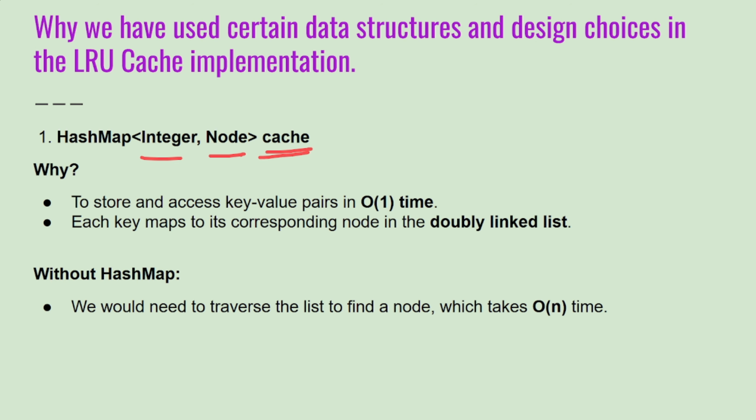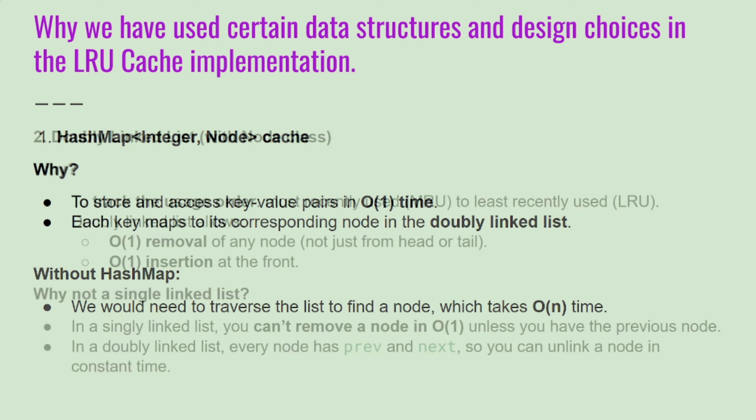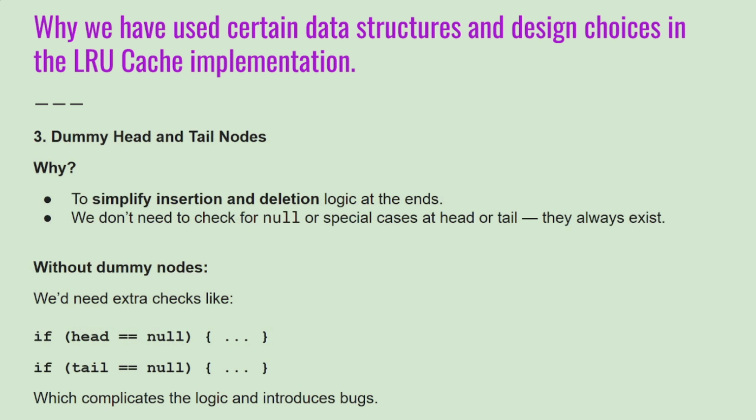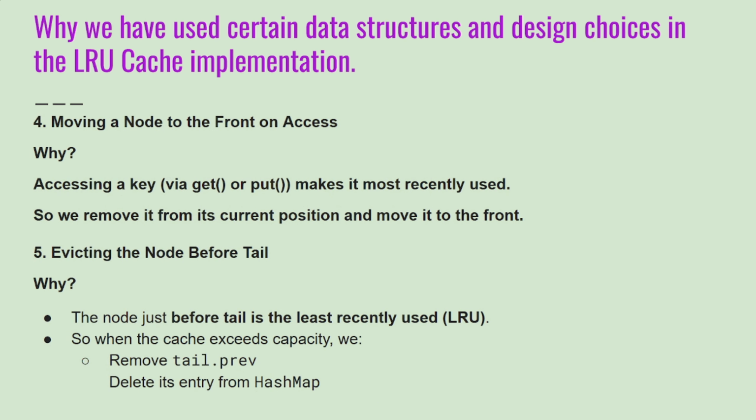Pause this video and go through this. Then we know that we will use the doubly linked list. Pause this video and go through this. We have already discussed it. Then we know we'll take the head and tail, with the front at the head being the most recently used and the tail being the least recently used. When we move a node to the front, on accessing a key, get or put, we make it most recently used. We have already seen that.